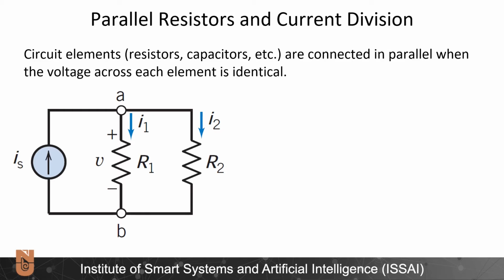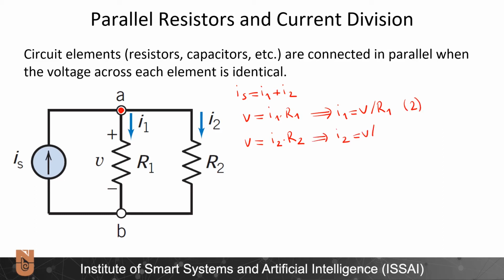Let's start by writing Kirchhoff's current law for the node A. Is is equal to I1 plus I2. Now let us write some additional equations. I can write Ohm's law easily. V is equal to I1 times R1 and V is equal to I2 times R2. From these equations, I can get I1 and I2. I1 is equal to V over R1. I will denote this as 2. I2 is equal to V over R2. I will denote this as 3. And I will denote this first equation as 1.